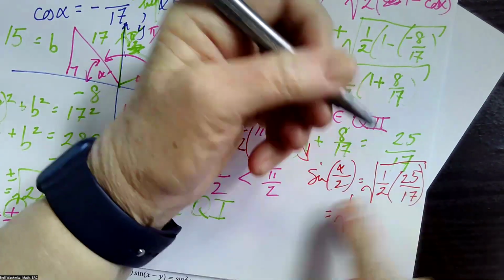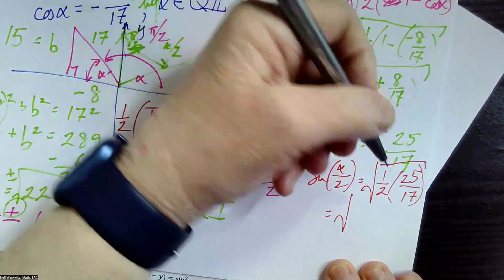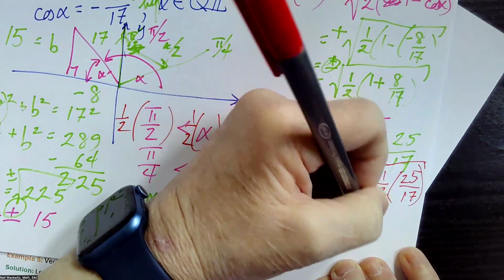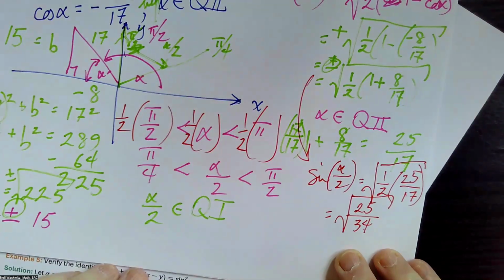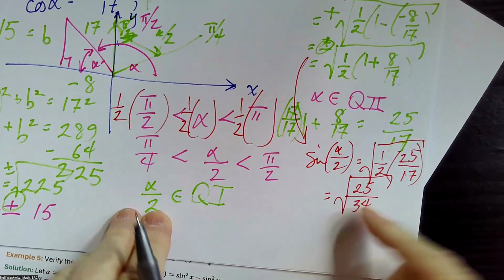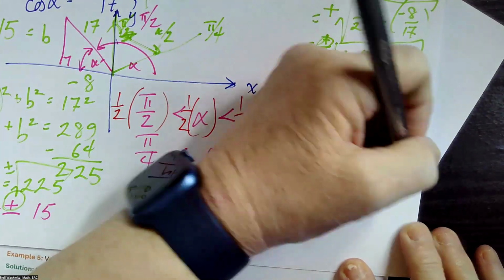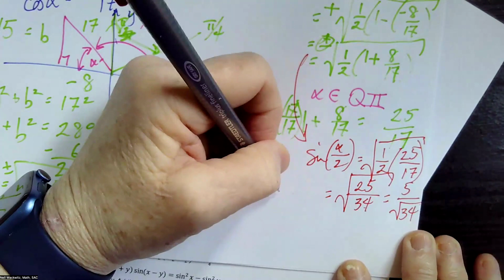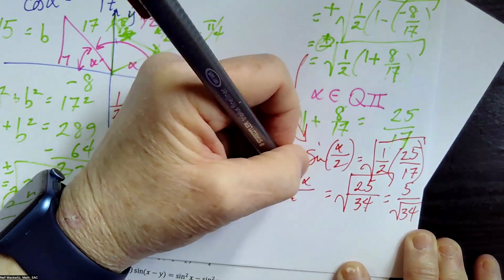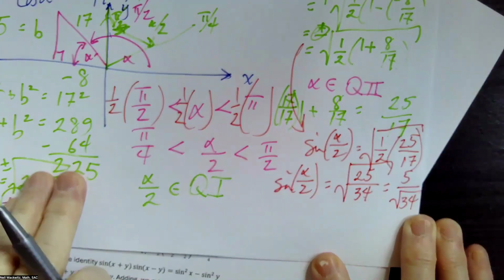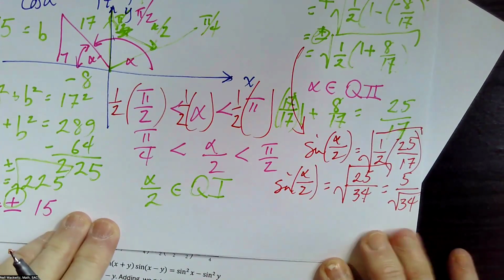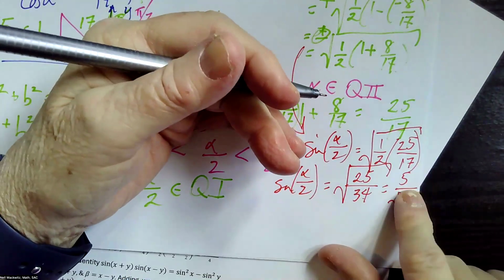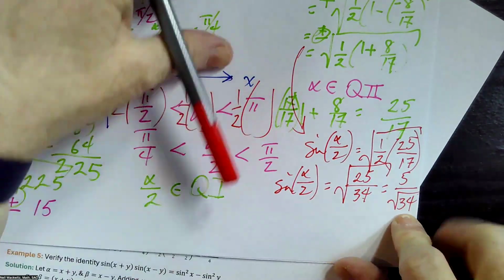So the sine of alpha over 2 is going to be the square root of 25 over 34. And 25 has a nice square root. That's wonderful. So we get 5 over the square root of 34 is the sine of alpha over 2. That means that the cosine of alpha over 2 is going to have square root of 34 as its denominator.